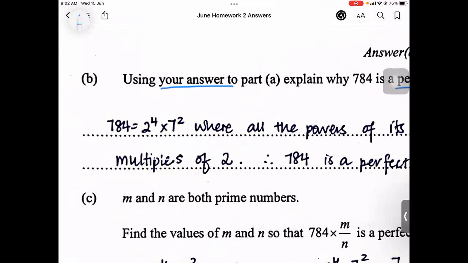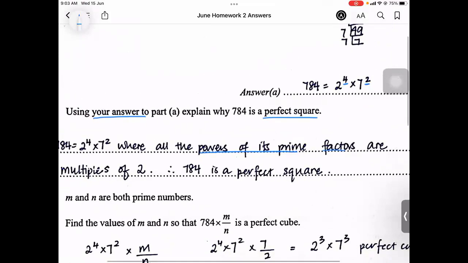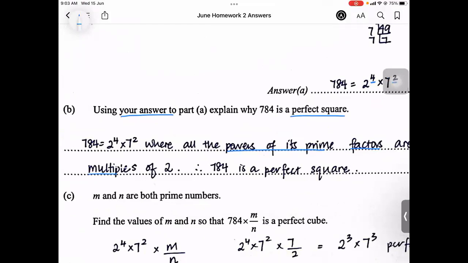So you have to write in your answers from part A and then explain that all the powers of its prime factors are multiples of 2. So when it's a multiple of 2, that means it can be square rooted. Okay, so you're not going to say that the square root of 784 is an integer. I have to use the answer, which is explaining the powers themselves, that the powers are multiples of 2. Therefore, it's a perfect square.